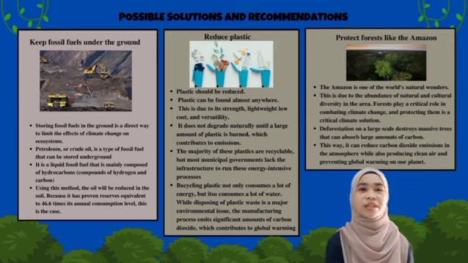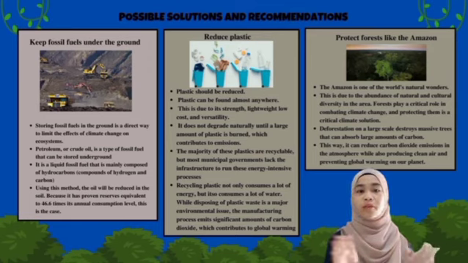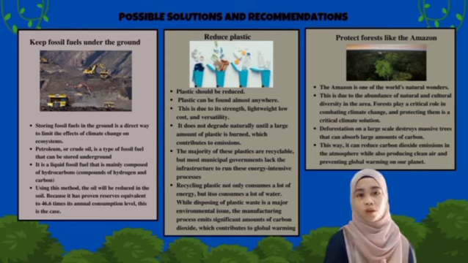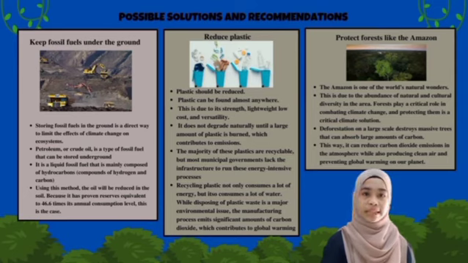Number 2 is reduce plastic. Plastic should be reduced because plastic can be found almost anywhere. This is due to its light weight, low cost, and versatility. It does not degrade naturally, and a large amount of plastic is burned, which contributes to emissions. The majority of plastic waste is not reused or recycled because experts believe that 50% of plastic is disposable, meaning it is used once and then discarded.